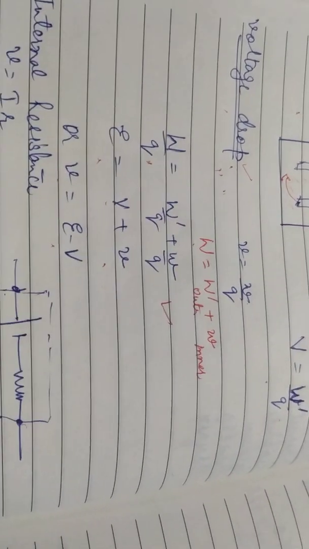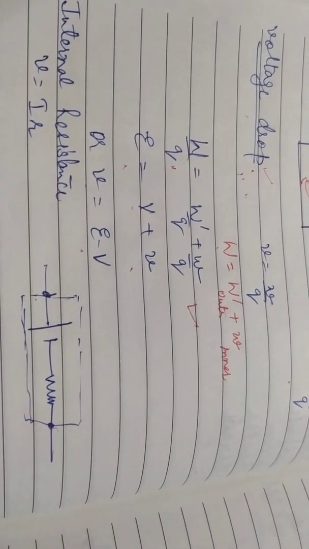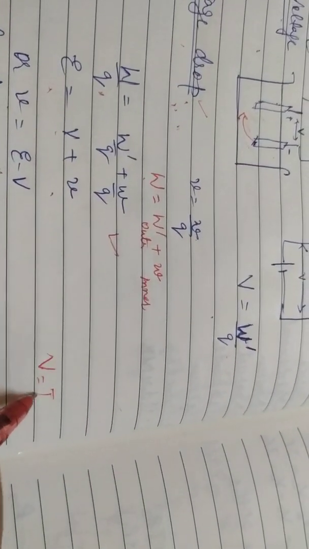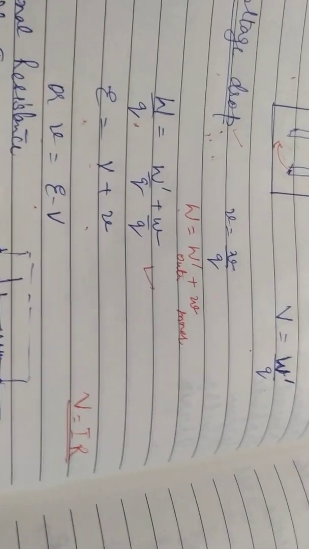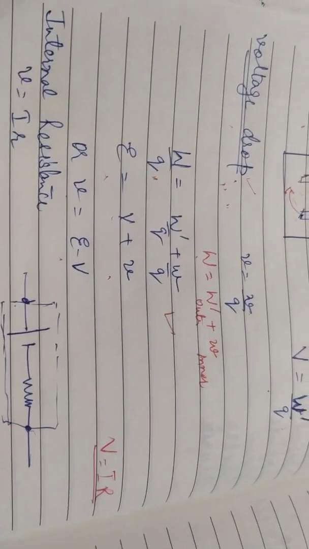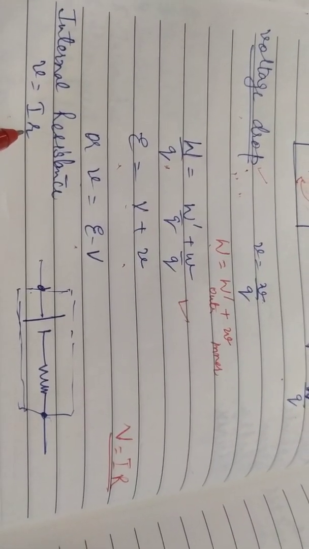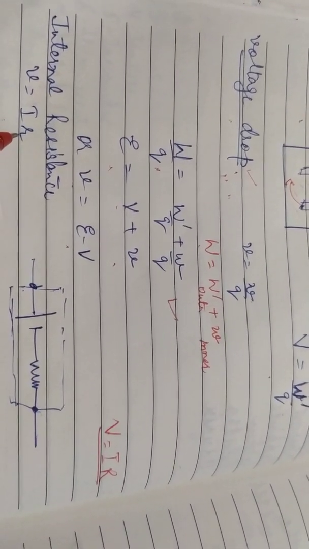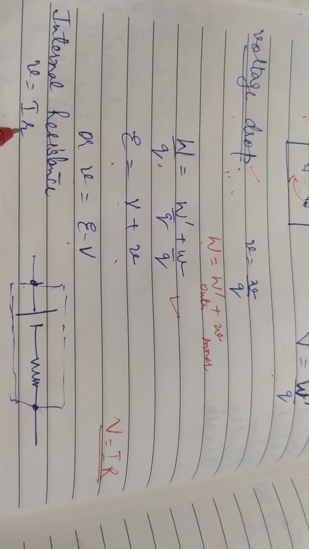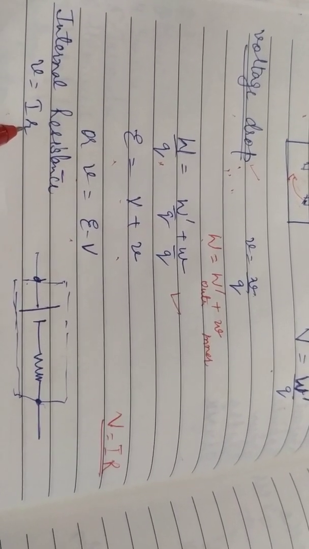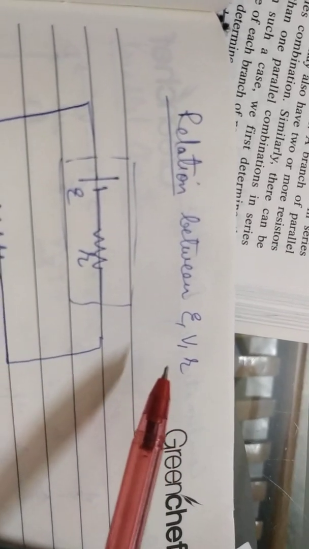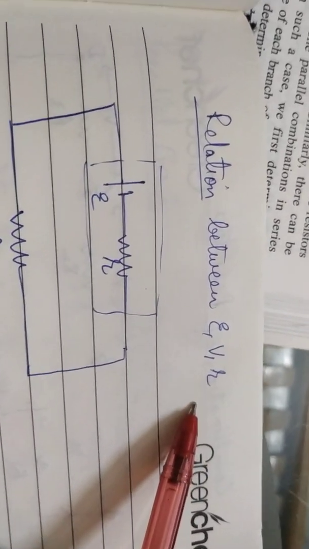The next term is internal resistance. As I know that Ohm's law tells me V is equal to IR. Similarly, for the voltage drop, v is equal to Ir. But here this small r is called the internal resistance of the cell, which is actually the resistance offered by the electrolyte to the flow of charges through it. Then next article is relation between E, V and r. EMF, terminal voltage and the internal resistance.